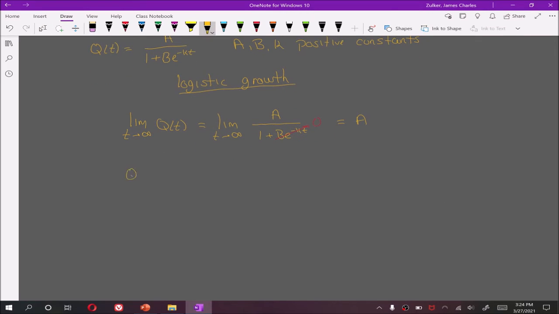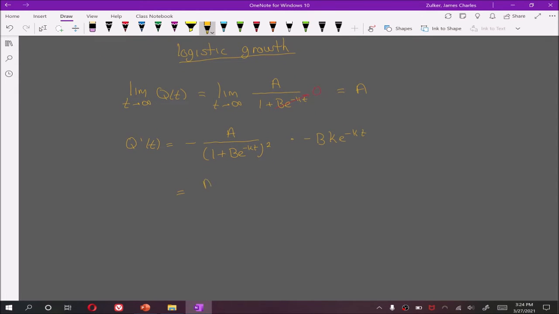Well, let's take a look at its derivative. Right, the derivative would be negative a over 1 plus b e to the negative kt, squared. That is the power rule. Then chain rule, we have to multiply by a negative bk e to the negative kt. So this will simplify out to a bk e to the negative kt all over 1 plus b e to the negative kt, squared.